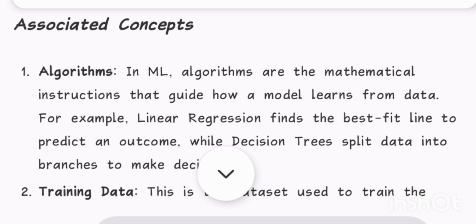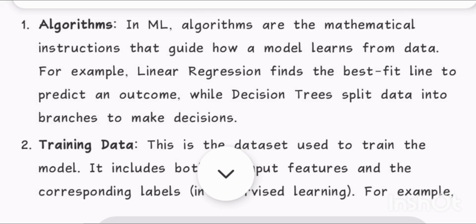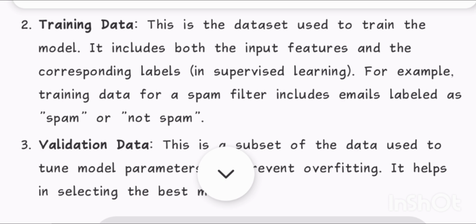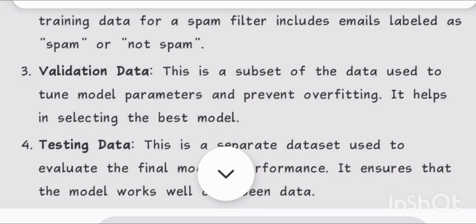Associated concepts. 1. Algorithm. Algorithms are the mathematical instructions that guide how a model learns from data. For example, linear regression finds the best fit line to predict an outcome, while decision trees split data into branches to make decisions. 2. Training data. This is the data set used to train the model. It includes both the input features and the corresponding labels in supervised learning. For example, training data for a spam filter includes emails labeled as spam or not spam.